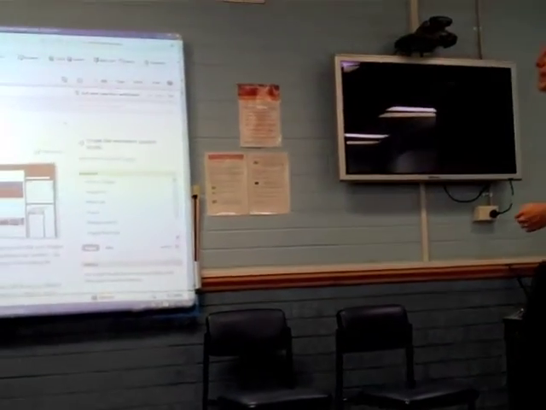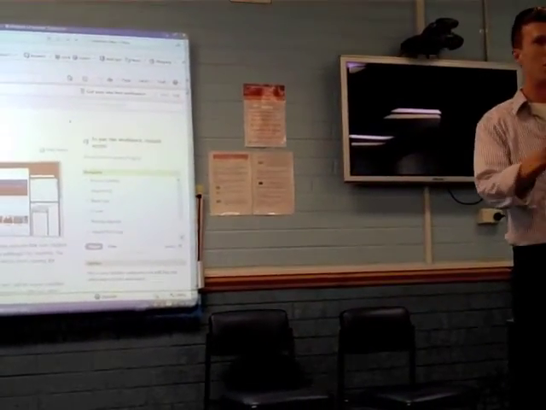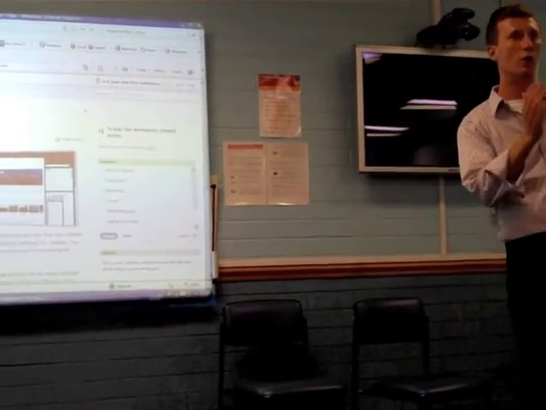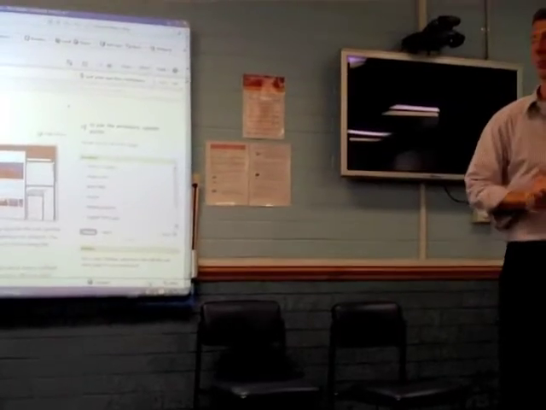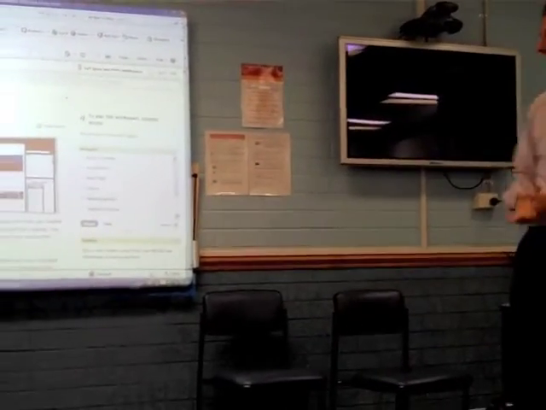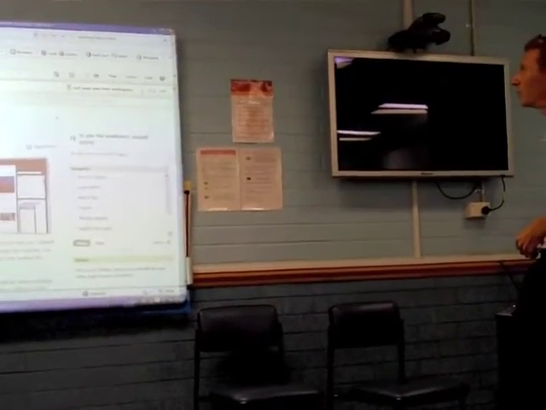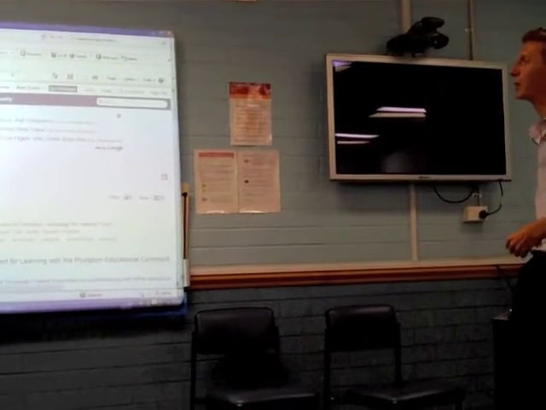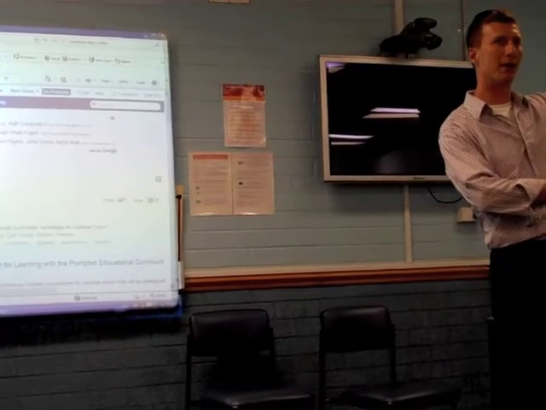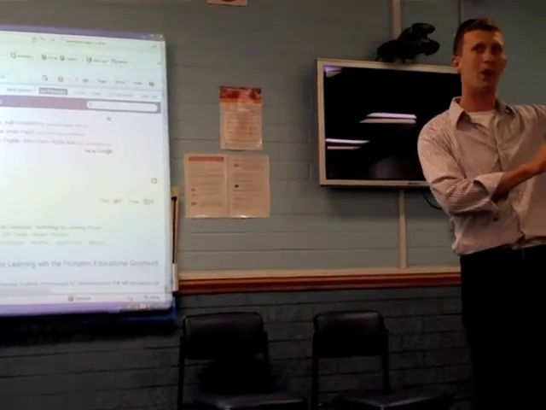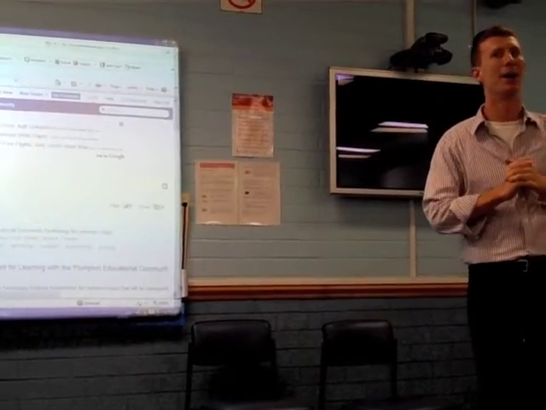So this is just an example wiki page. Again, who's heard of wikis and who's used a wiki? Okay, so we've got again a mix of different ability levels. And what about social bookmarking? Who's heard of social bookmarking? Okay, a lot less people. Who uses social bookmarking? Okay, social bookmarking is wonderful.